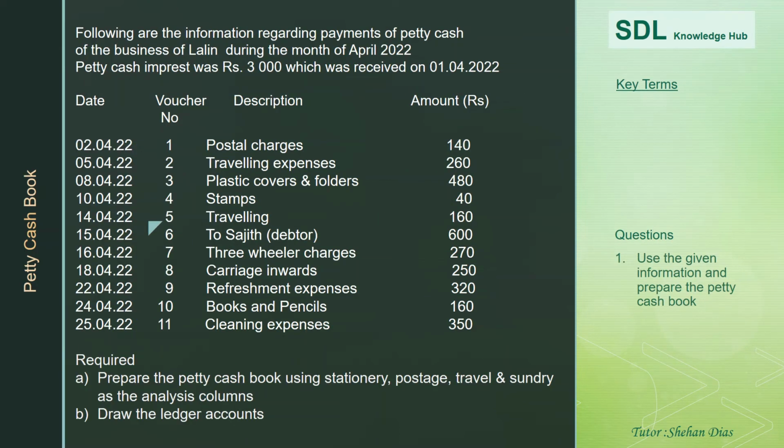Now we will look at a question regarding recording petty cash transactions in the petty cash book. We have been given 11 transactions to be recorded in the petty cash book, and it states the petty cash imprest was 3000, which was received on 1st of April. You are required to prepare the petty cash book using stationery, postage, travel and sundry analysis columns, and also need to draw the ledger accounts. So let's see how we can record these transactions.